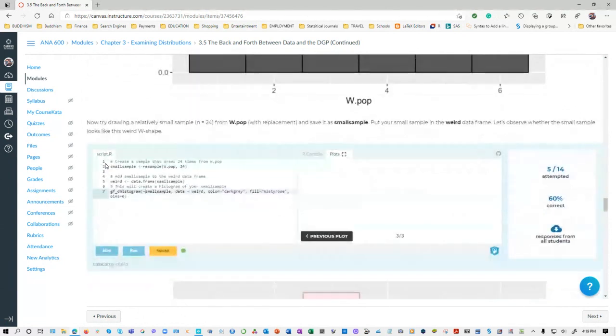Same way, we did the same thing here, data frame. The name of our data frame is called weird. Color fill bins, small sample. Is there a problem? Free sample. I don't see any.